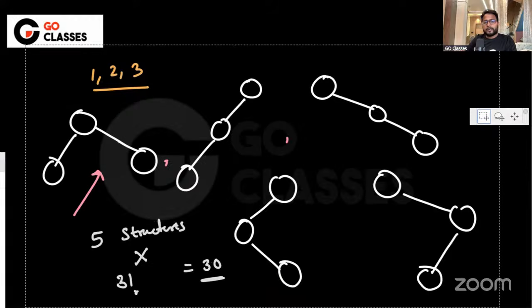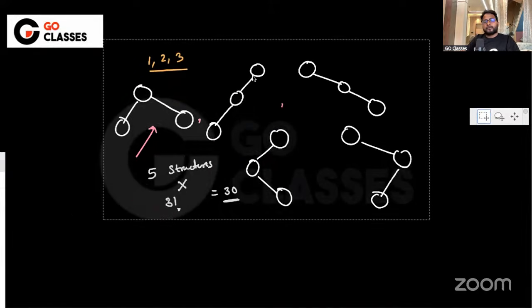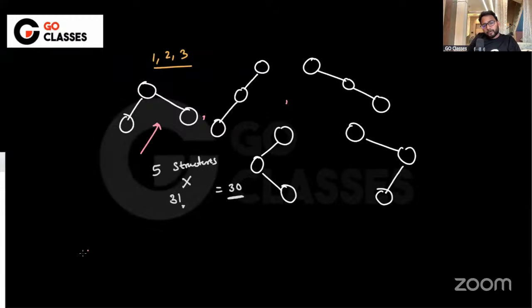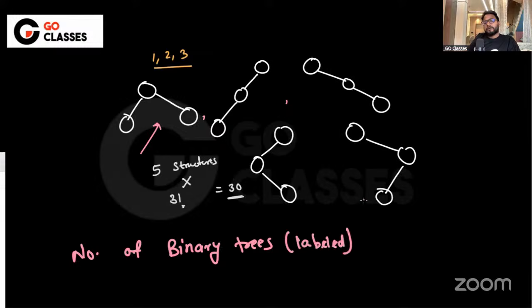Okay, let me write here. Number of binary trees possible with 1 to 3. Binary trees means labeled, if you are labeling. Unlabeled always means structures. Unlabeled basically 5, because 5 structures. Labeled basically 30. Binary tree means labeled basically. So the number of binary trees possible with 1 to 3 is 30.